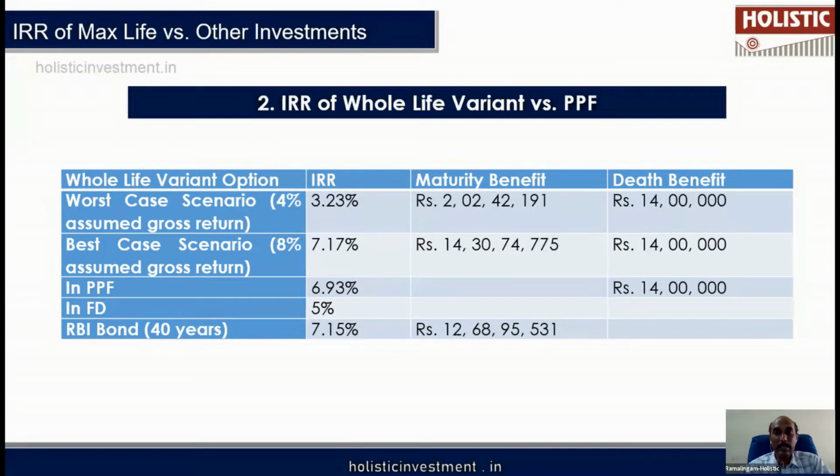But is this really a risk premium return? You have to check up. It's a question mark. Instead of that, if you take a combination of PPF, fixed deposit, and RBI bonds, and invest in this combination, it will give you close to the risk premium best case scenario return of the whole life variant. All right. So that way, this whole life variant seems to have a disadvantage compared to the term insurance plus PPF, FD, RBI bond combination.